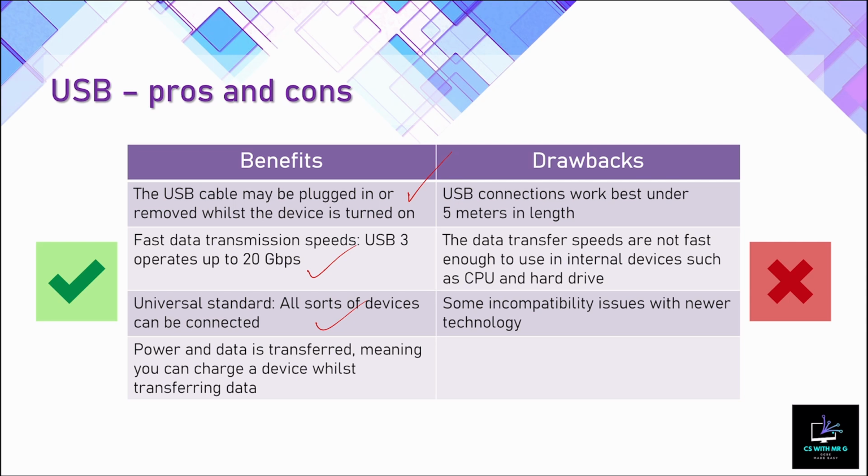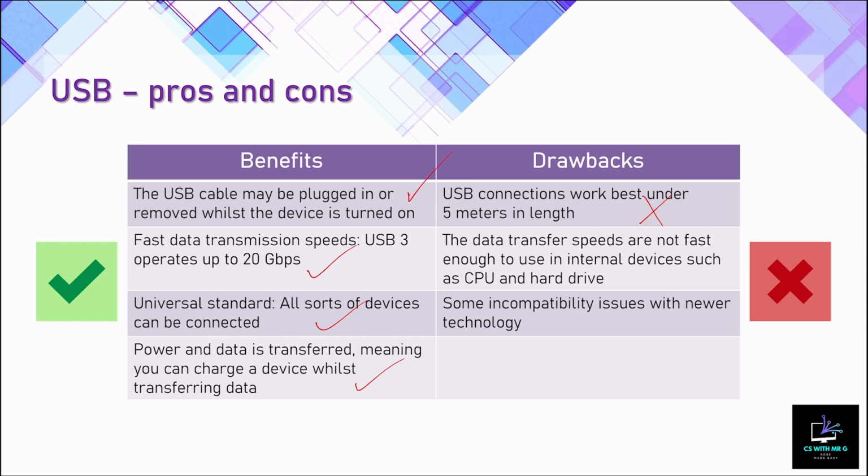It's backwards compatible, and even modern devices with just USB-C slots in them, you can buy a dongle and then still be able to attach USB 3 or older. You can also charge a device and transfer power as well as data. So if you plugged your phone into a computer, you can transfer data from the phone to the computer, but also charge your phone at the same time, which is a huge positive of USB.